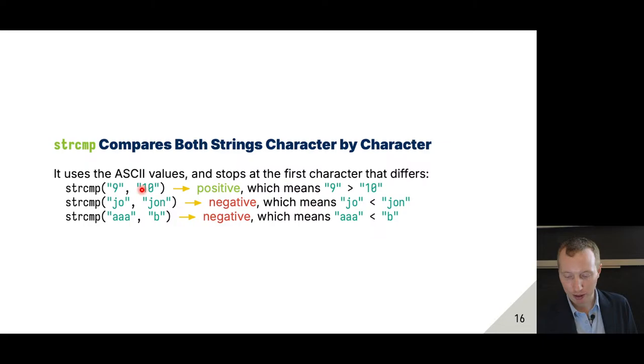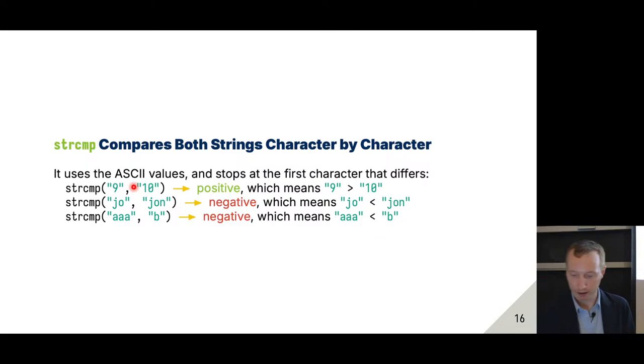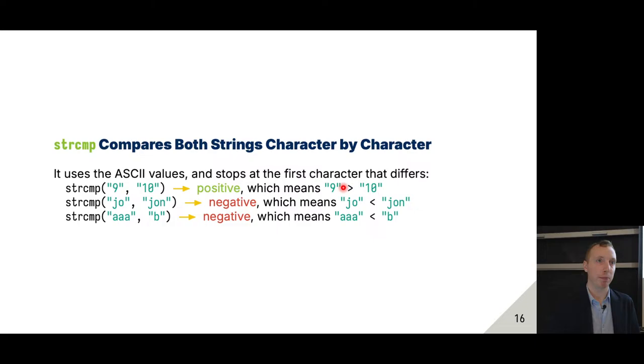likely you'll see the 10 first before the 9, because how it compares is it just compares the first character in both. So 9 to a 1, and 1 is less than 9, so that means the string 10 is less than 9. So it would be positive, which means 9 is greater than 10. If you sorted by lowest first or tried to do alphabetical, then 10 would come first, even though you as a human probably read that as a number, and you're like, what the hell? 10 is definitely greater than 9.